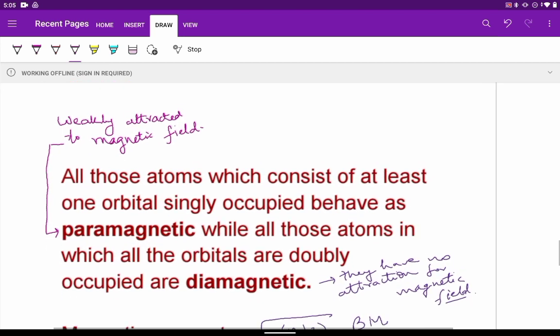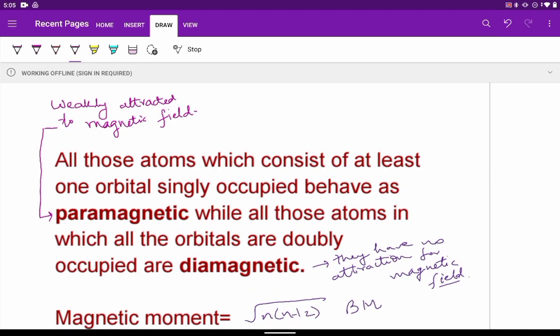Now, atoms which consist of at least one singly occupied orbital behave as paramagnetic, meaning they are weakly attracted to the magnetic field. While those atoms in which all the orbitals are doubly occupied are diamagnetic. They have no attraction for the magnetic field.